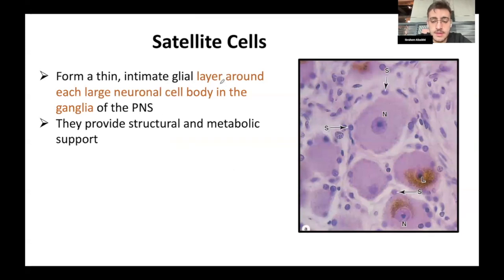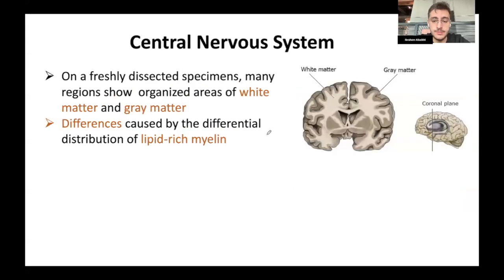And finally, satellite cells are found along the periphery of the neuronal soma or the cell body, and their main function is to provide structure and support the metabolic function of the neuron.